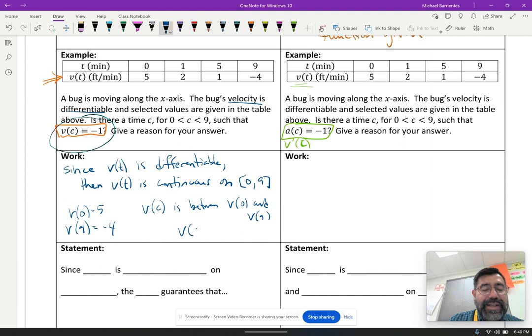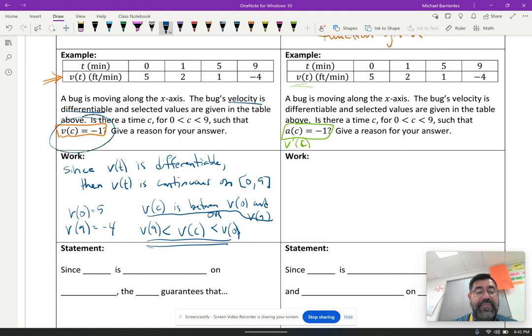You could also write it like this, is in between. I am going to have to write it this way because v of 9 is a smaller value than v of 0, but v of c is between. So I can say this, or I can say this. But they mean the same.